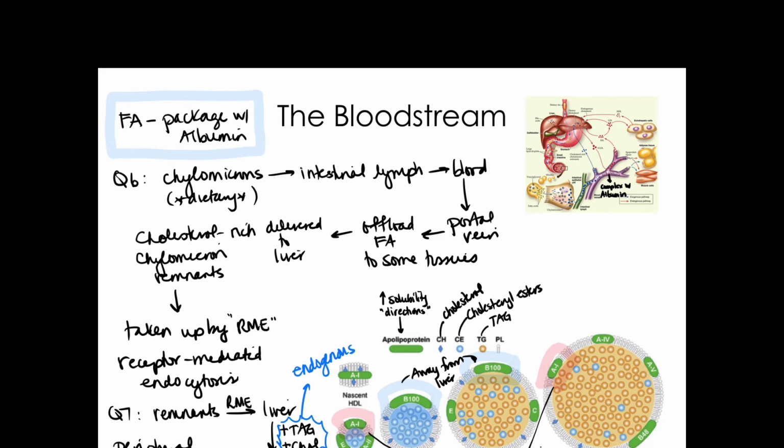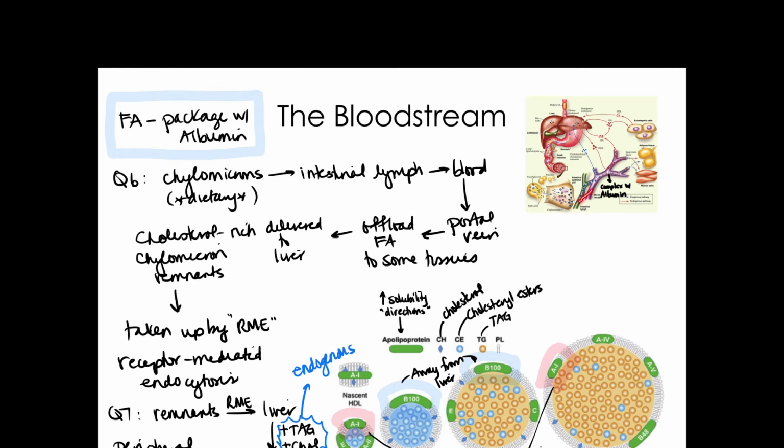So we've got HDL particles and chylomicrons that have directions that allow them to go to the liver. If we follow the pathway here, chylomicrons have dietary triglycerides and cholesterol. They go into the intestinal lymph, into the bloodstream, and through the portal vein, first offloading some fatty acids at some initial tissues if they need, but ultimately we're going to have these cholesterol-rich chylomicron remnants that end up going to the liver.